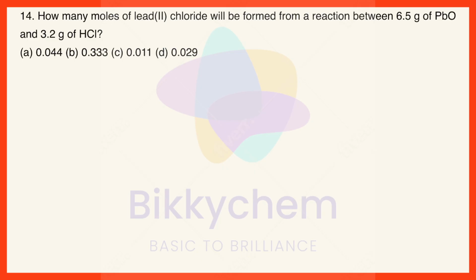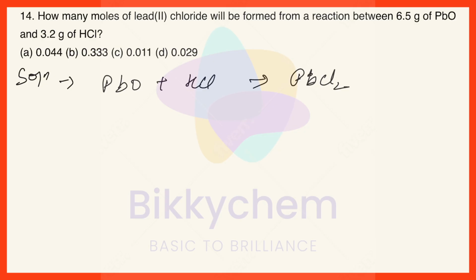Okay, we need to find the moles of lead chloride which is formed when 6.5 gram of PbO and 3.2 gram of HCl is reacted. The solution will be PbO plus HCl to give PbCl2 plus H2O. So 1 mole, 2 mole, 1 mole, 1 mole.